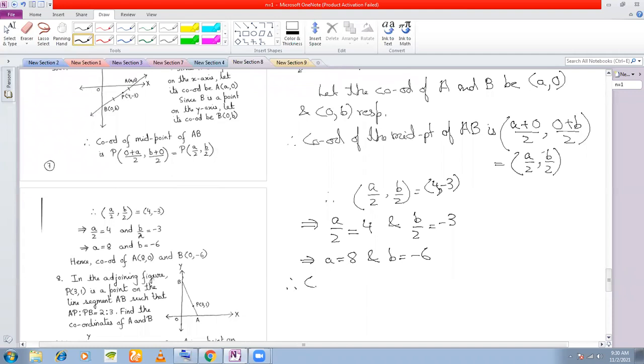So what should the coordinates of A be? Coordinates of A, we have taken as (a, 0), so we can take this as (8, 0). And the coordinates of B, we have taken as (0, b), so this will be (0, minus 6). And that should be your answer. Any question here?